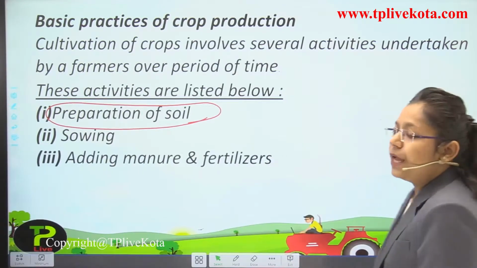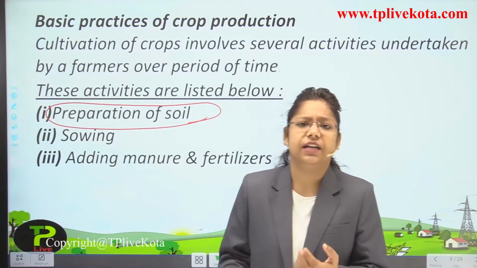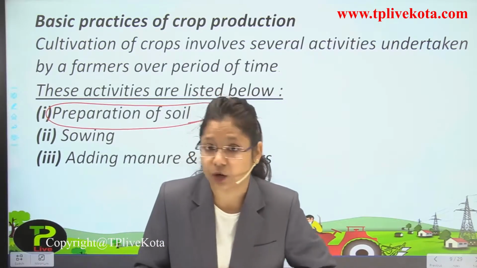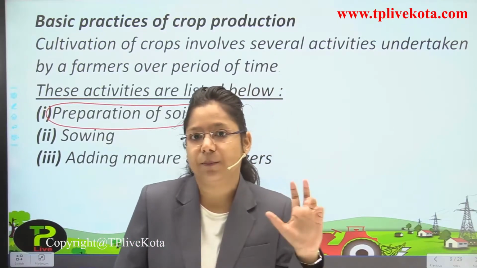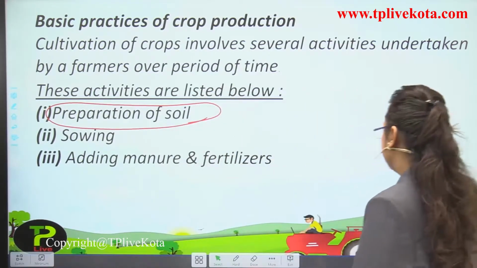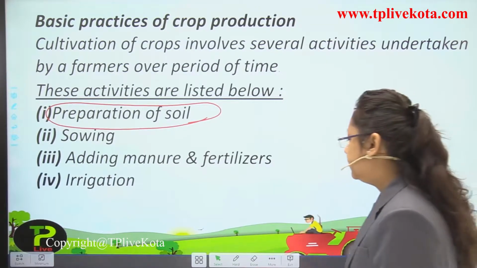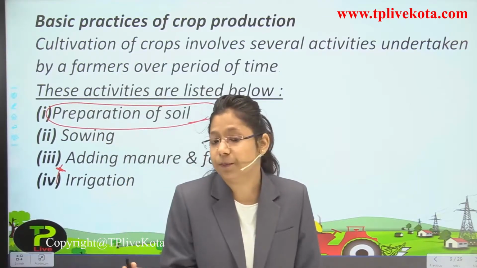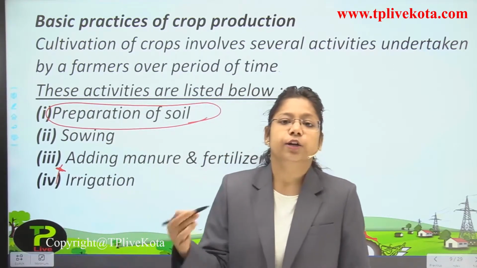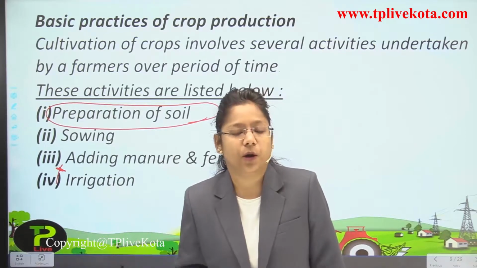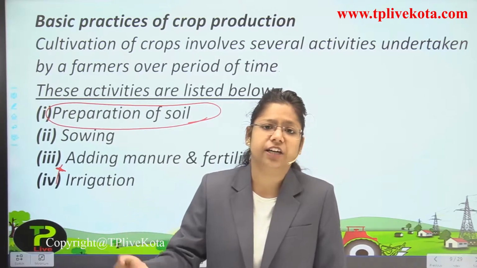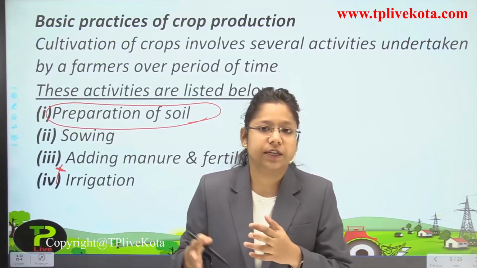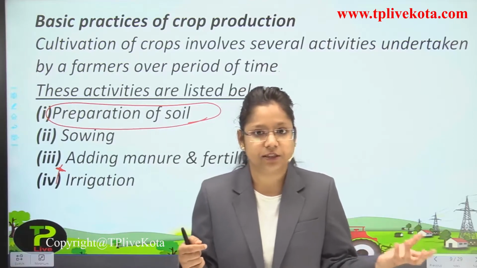Now, adding manure and fertilizers. Manure and fertilizers are the substances which enhance the growth of a particular crop. So they are necessary for a particular crop field. Now, fourth point is irrigation. The most important point is irrigation, because a particular crop requires some amount of water to grow. And there are some crops like paddy, that is rice, which require a lot of water to grow. So it can be grown in those areas which have great irrigation facilities only.